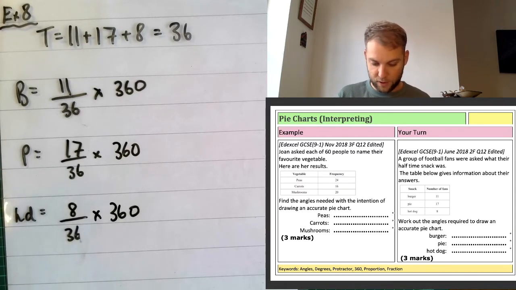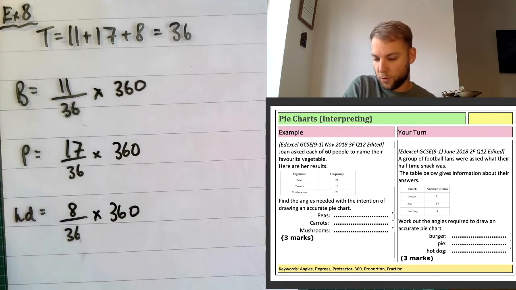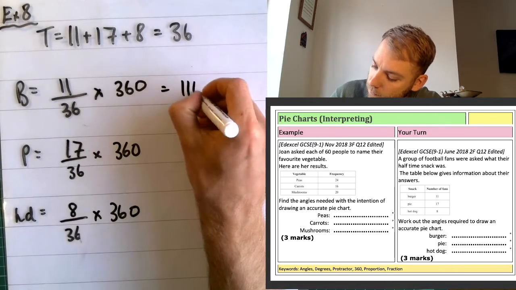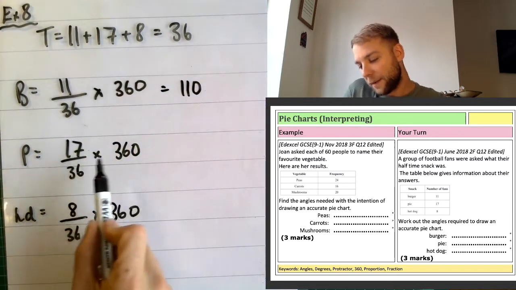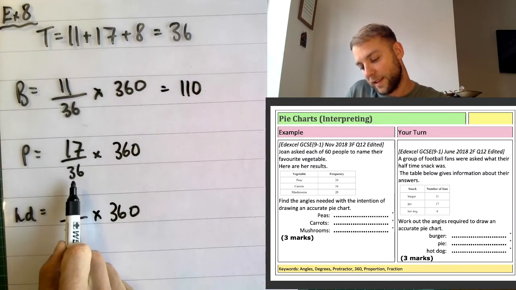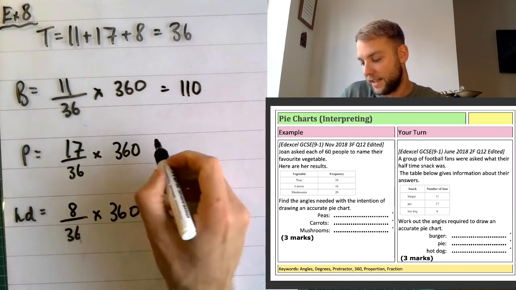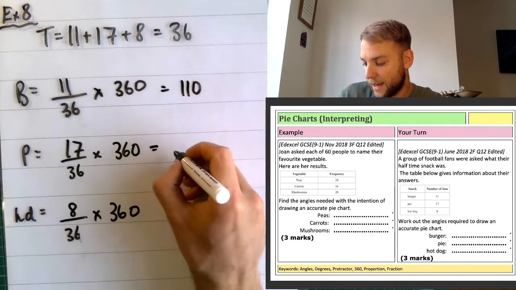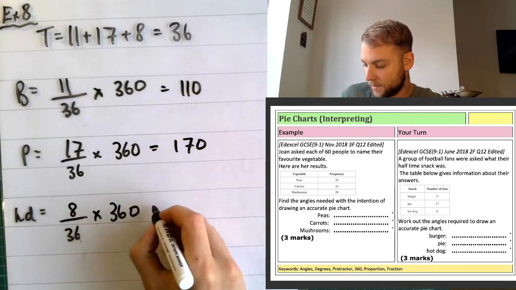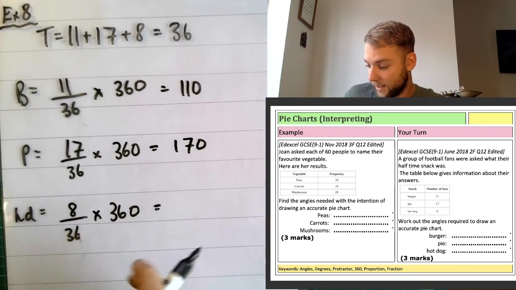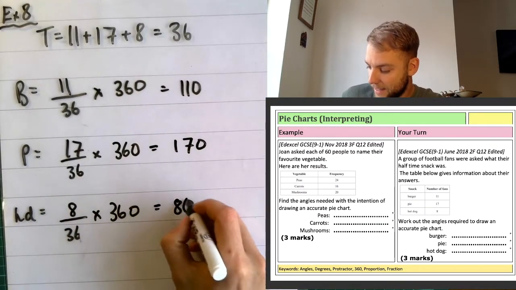So let's have a go at those ones. 11 over 36 times by 360 is equal to 110. This one here, well, I can pretty much see what's happening, because this one at the moment is out of 36, but I want it out of 360. So if I times the top and bottom by 10, it'll be 170. And I'll times this one top and bottom by 10. If you type it in the calculator, you get the same, which is going to be 80 there, like so.